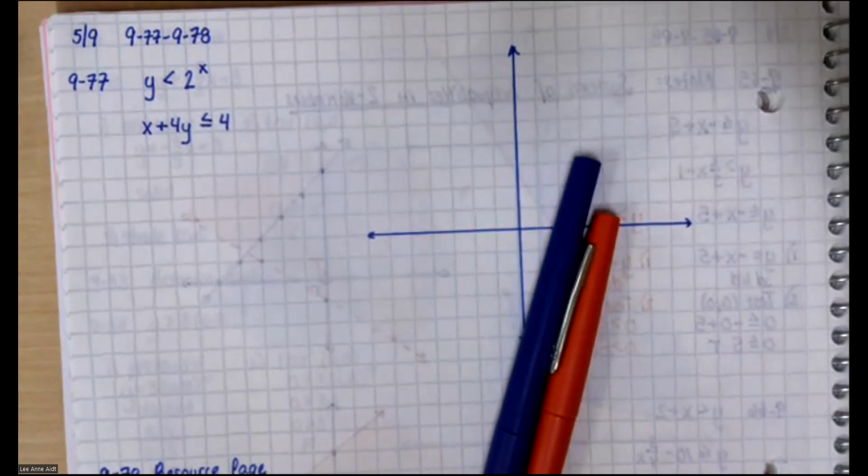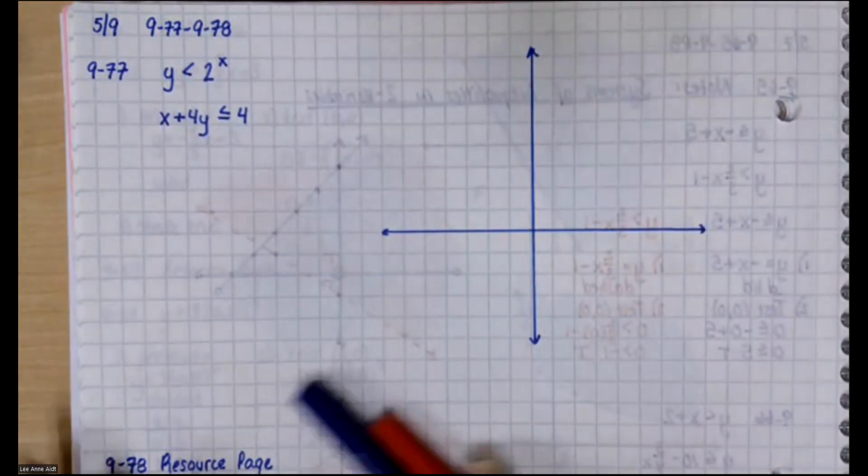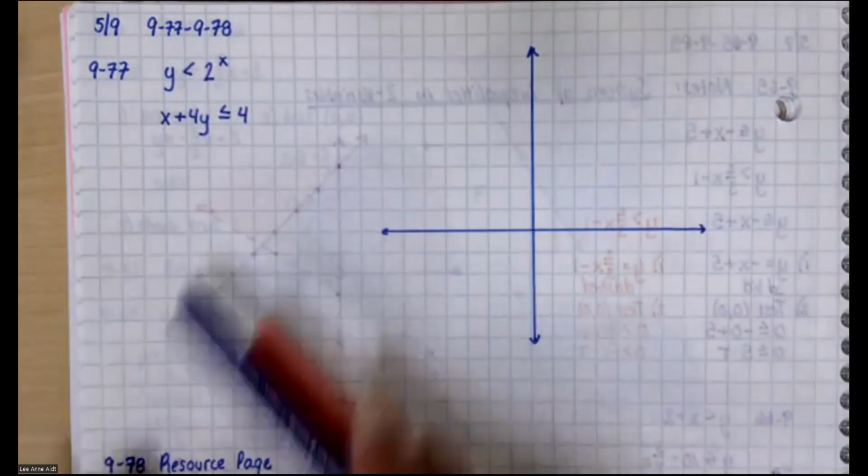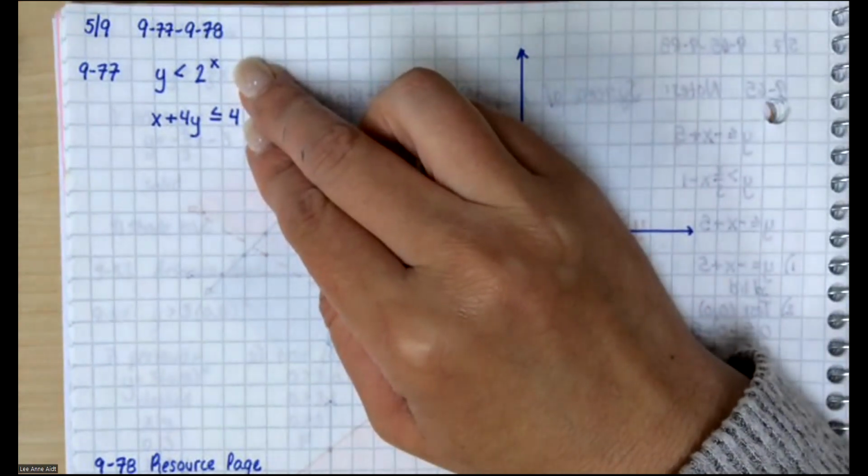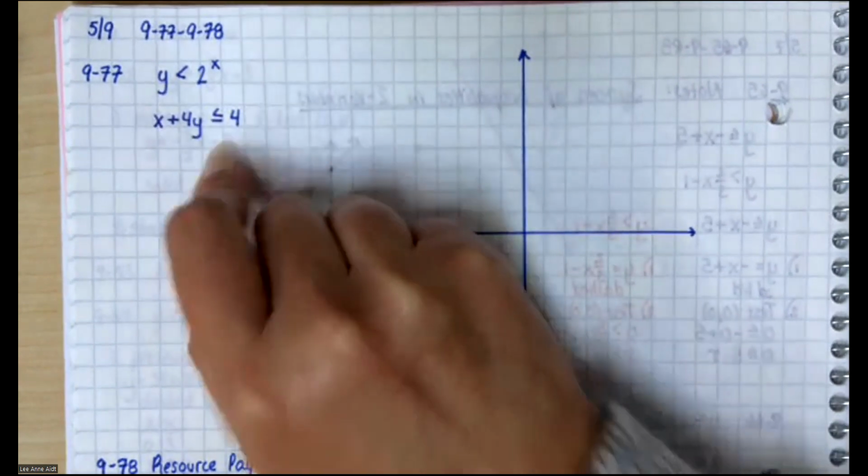77. This is the same thing we've been working on. This is called a system of inequalities. It's a system because there's two of them, so more than one, and they both have inequality symbols.